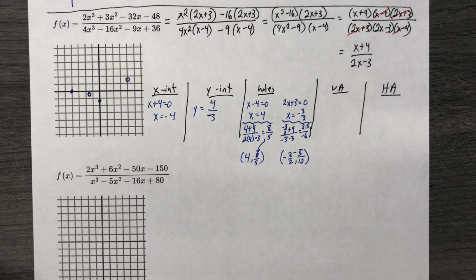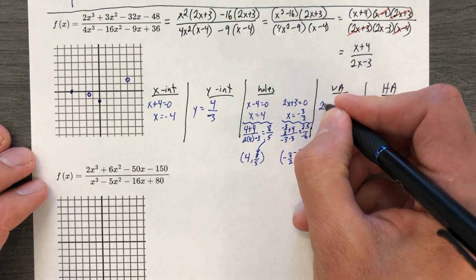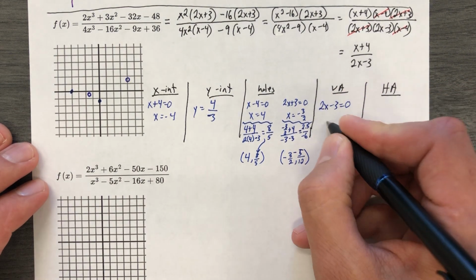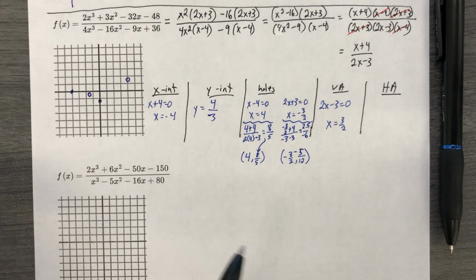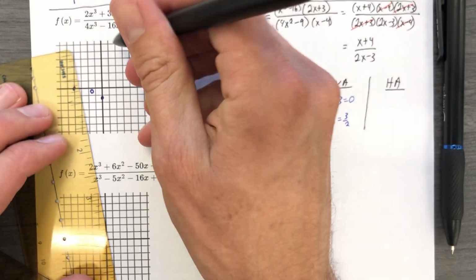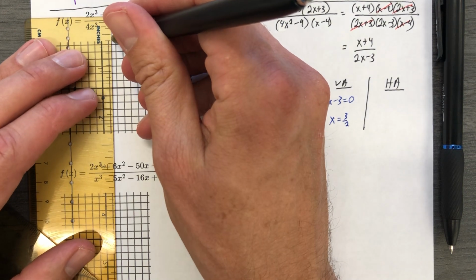Now you may want to get a visual for it. Feel free to graph it if you like. I am not going to right now. So vertical asymptote on this one is 2x minus 3 equals 0. So x equals positive 3/2. That means that we have a vertical asymptote at 1.5. That's going to happen right here.